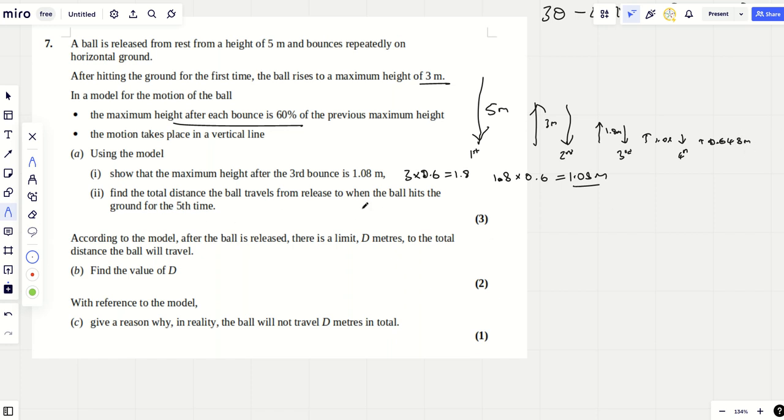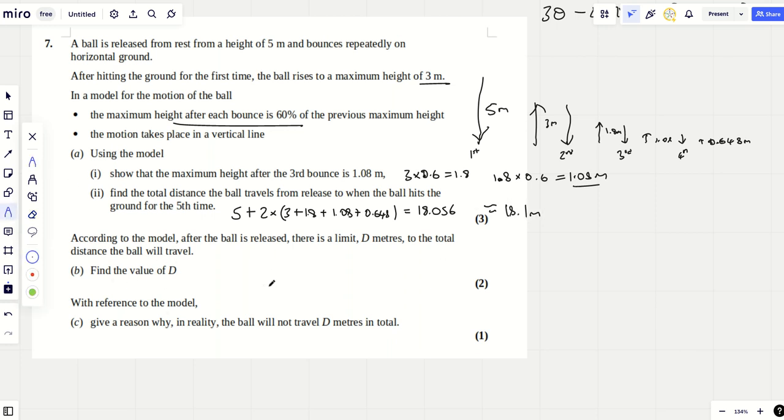Yeah, and so if you've got to find the total distance, well, what have we got to do? We've got to do 5 plus 2 times, 3 plus 1.8 plus 1.08 plus 0.648. And that will just spit out the answer, and it gives you 18.056. But we should always be writing everything to 3 sig fig, so that roughly equals 18.1 meters. Yeah, and that is the final answer, 18.1 meters. Sorry about my handwriting today. That's better.